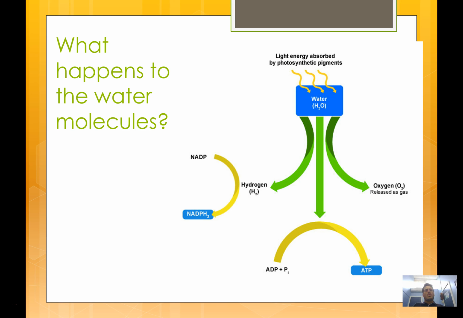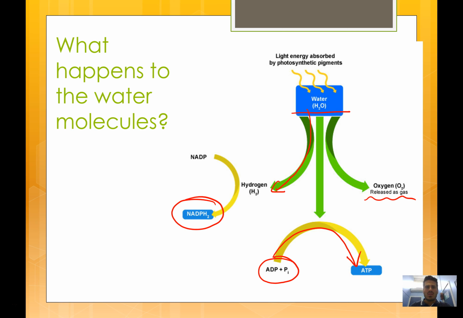Cool? So what happens to the water molecules? That water molecule actually takes in the energy from the sun, right, as you can see here. By taking in the energy from the sun, we break the water molecule and we get hydrogen, all right? And that hydrogen is what loads the NADP plus into NADPH, all right? And we get oxygen releasing as a gas as a byproduct. But most importantly, we get ADP turning into ATP. ATP means energy, and we get to take that onto the next stage of the reaction.